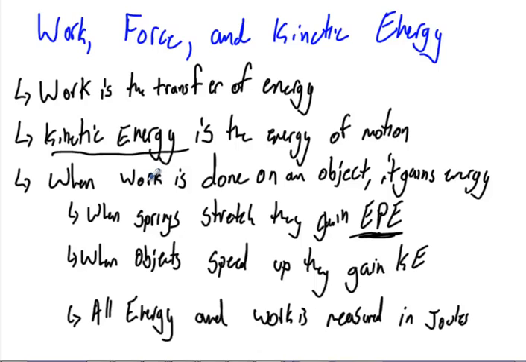And increasing something's velocity gives it more energy. So when objects speed up, they gain energy. When objects slow down, they lose energy. And it doesn't matter if we're talking about kinetic energy, potential energy, or work. They're all measured in joules. Now the idea of this lab was to figure out the relationship between kinetic energy and work.